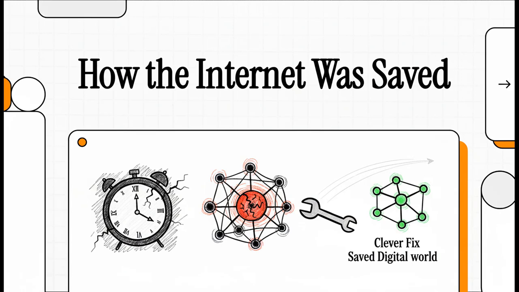The internet as we know it almost broke. Seriously. In its early days, it was built on a system with a really fatal flaw. Basically, a ticking time bomb that was about to go off. This is the story of that hidden crisis and the pretty clever fix that saved our entire digital world.